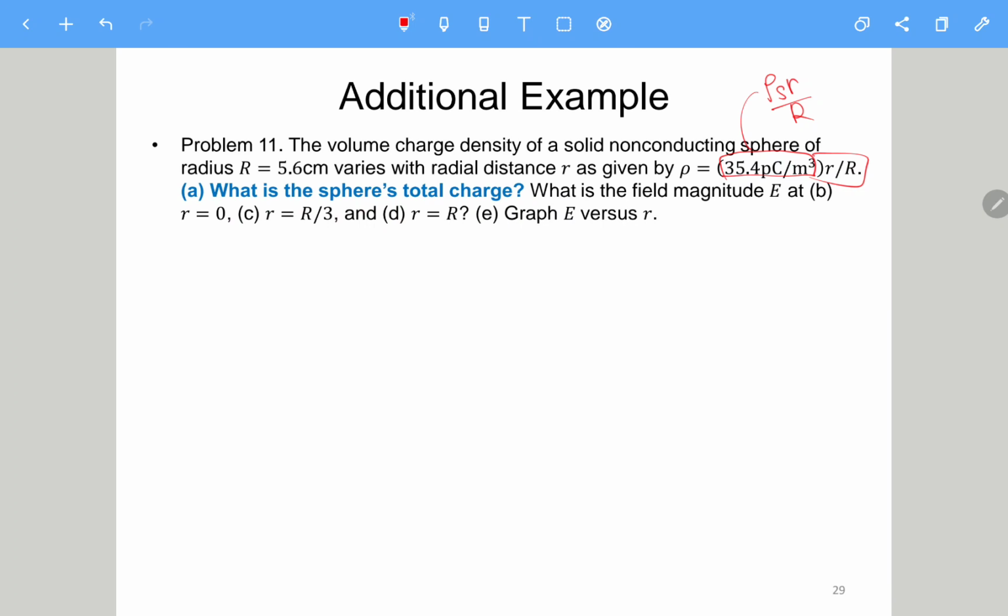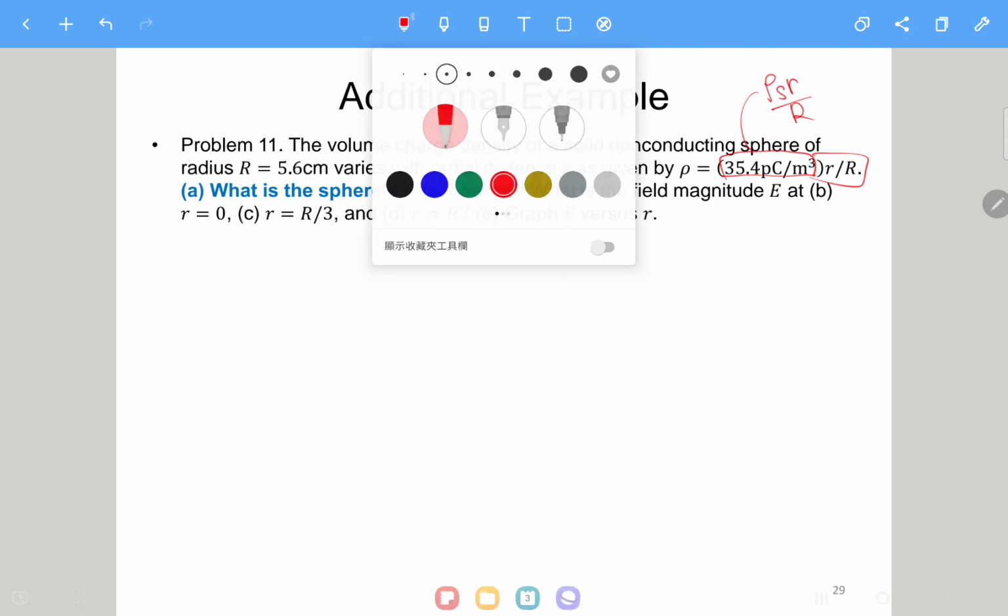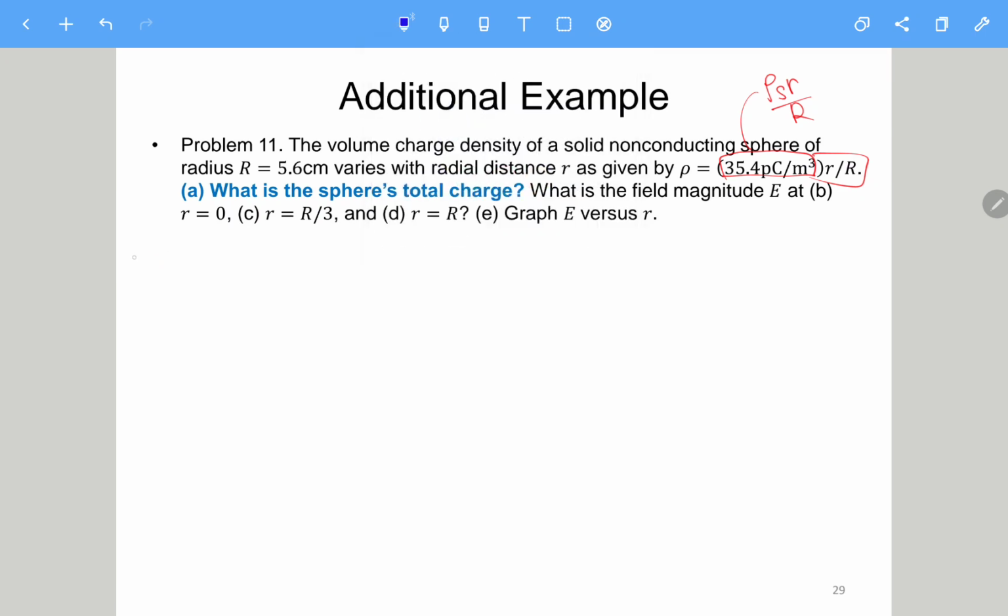For the sphere's total charge, we actually need a triple integral. So the total charge amount, let's denote it as a capital Q. It will be a triple integral over the sphere of rho dV, where V means the volume. So, fancy thing. You can imagine we need to integrate over 3 variables.